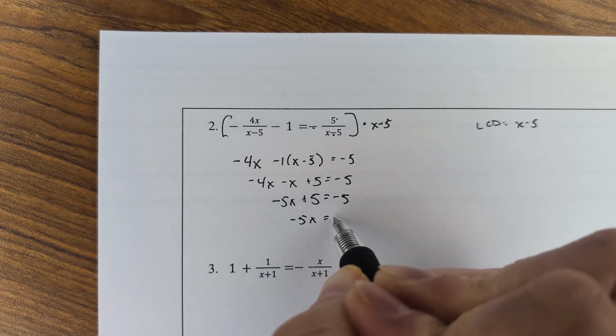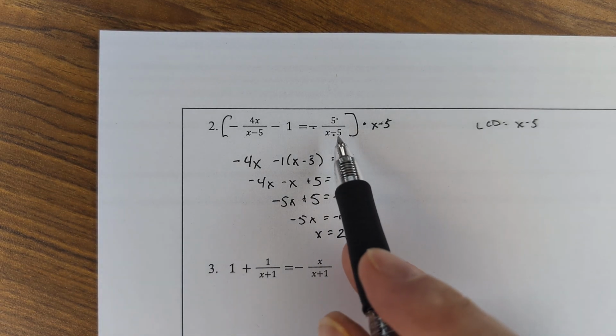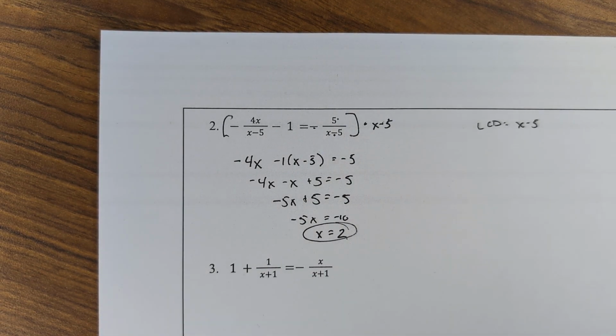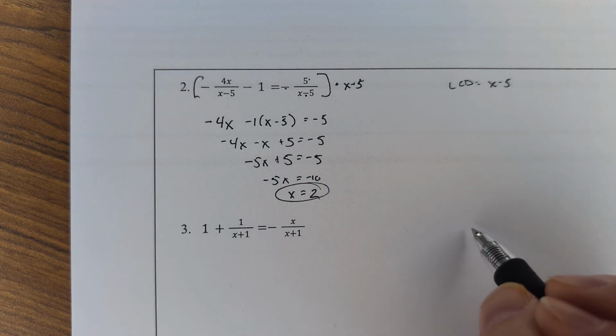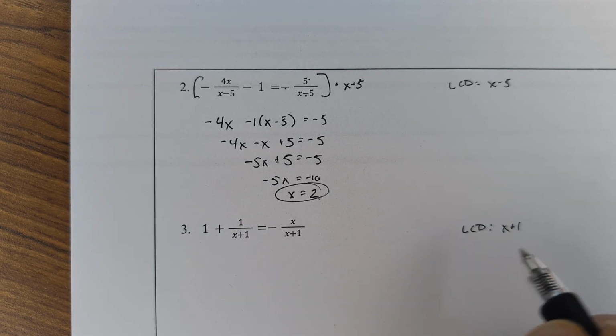And solve for x. So it's a quick check. If I plug 2 in, 2 minus 5 is not 0, so our solution is valid. So for 3, our least common denominator is going to be x plus 1.